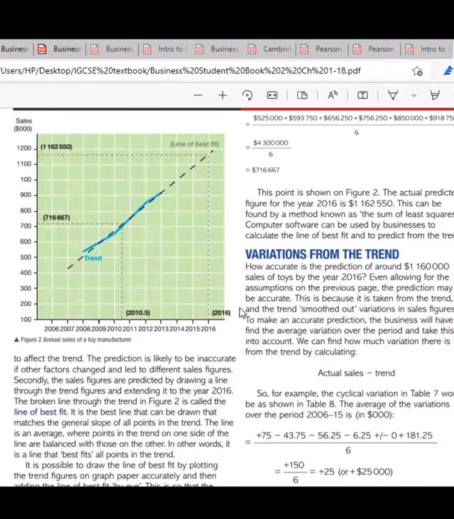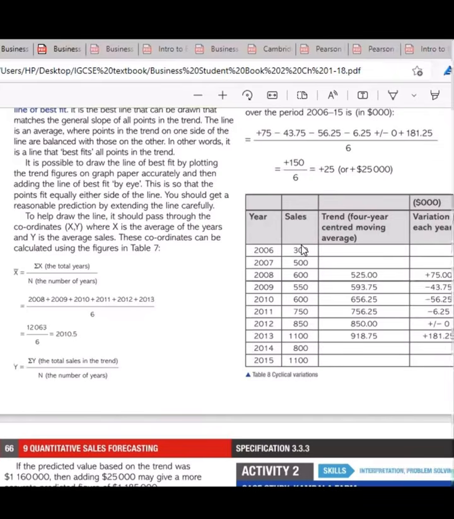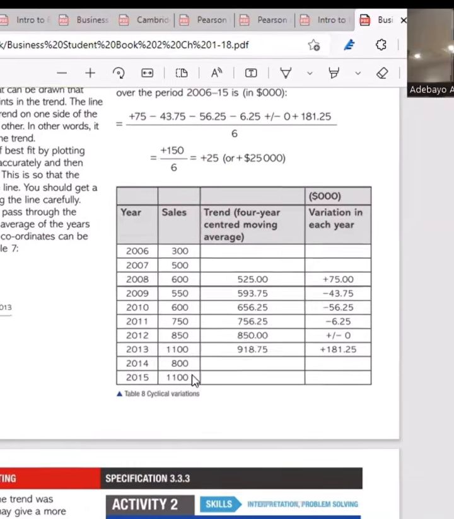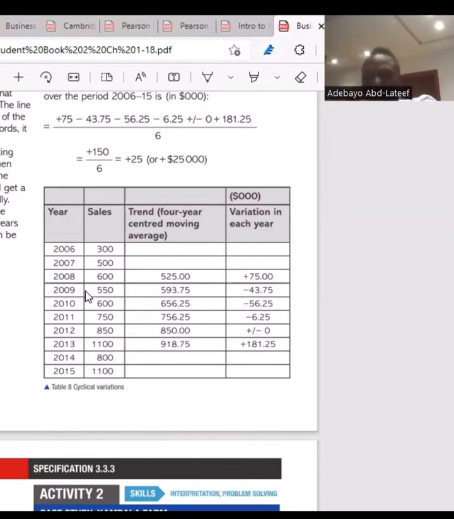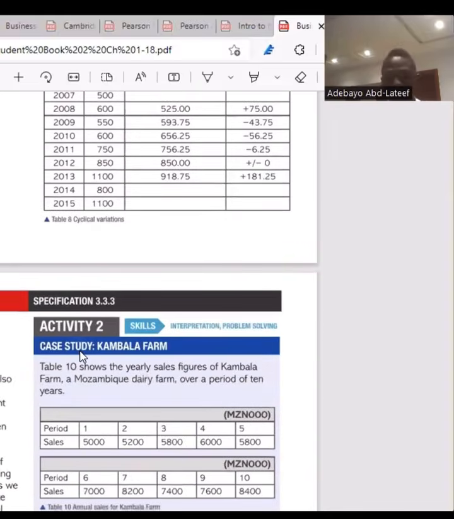You calculate the total amount of sales divided by the number of sales, and the total number of years divided by the number of years. So here we have the total number of sales. For 2013, we have 1,100. You add them together, you divide by 6. For the years, 2008 plus 2009 plus 2010 plus 2011 plus 2012 plus 2013, divided by 6. That is how we get our average for years, which is for X, and average for sales, which is for Y. That is the coordinate.